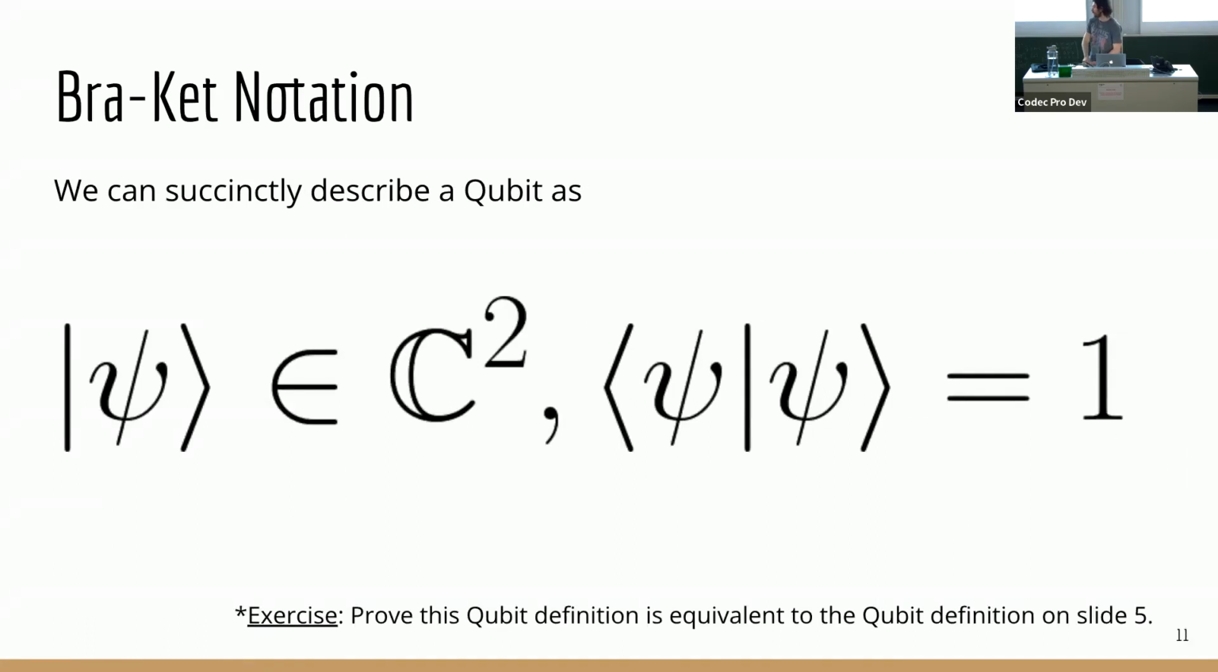So to show you why it's very helpful to have this notation, we can succinctly write our definition of a qubit as follows. A qubit is this ket in the two-dimensional complex space, and the inner product of the qubit with itself must be equal to 1. And I leave it as an exercise to you to show that this is equivalent to the definition that I introduced on a previous slide.